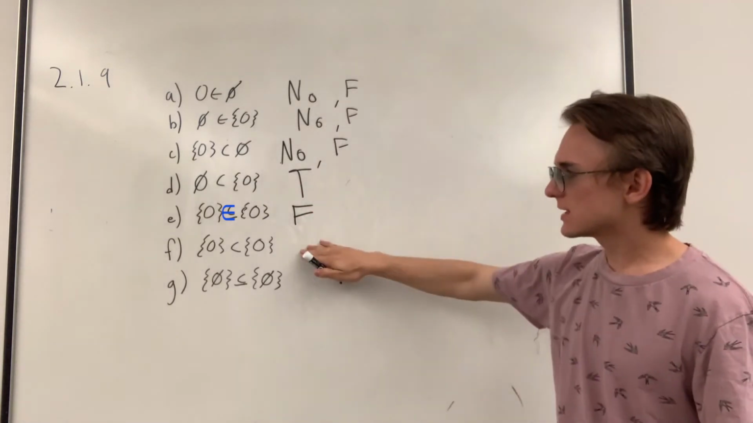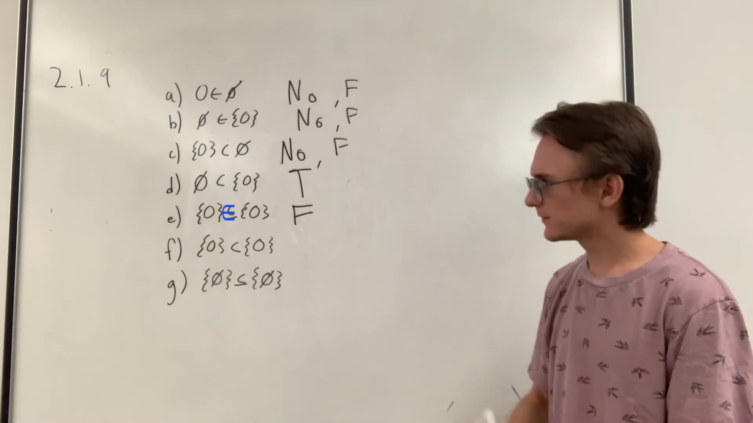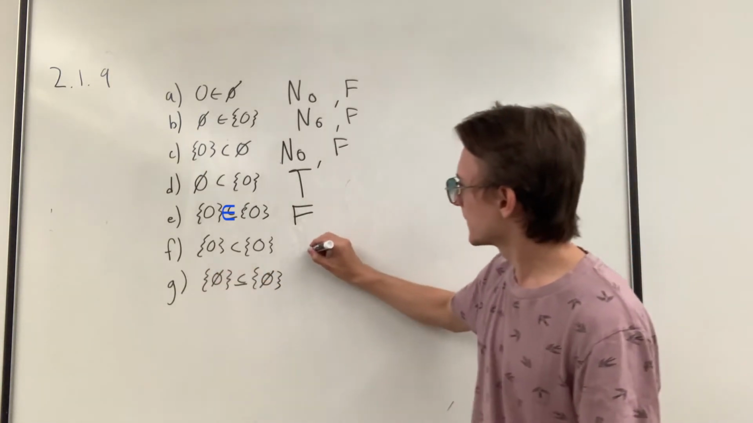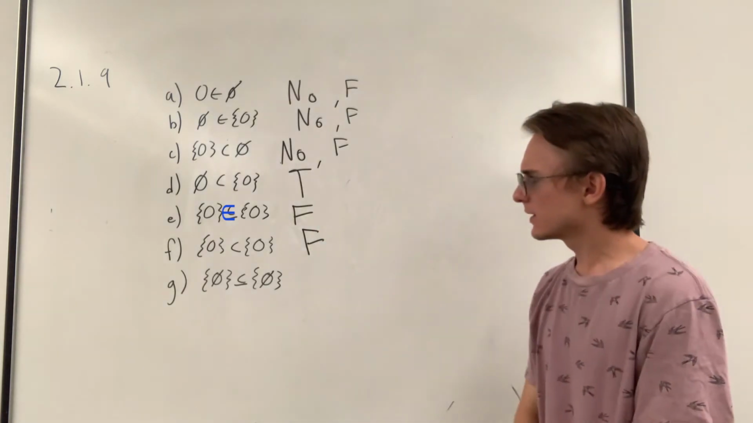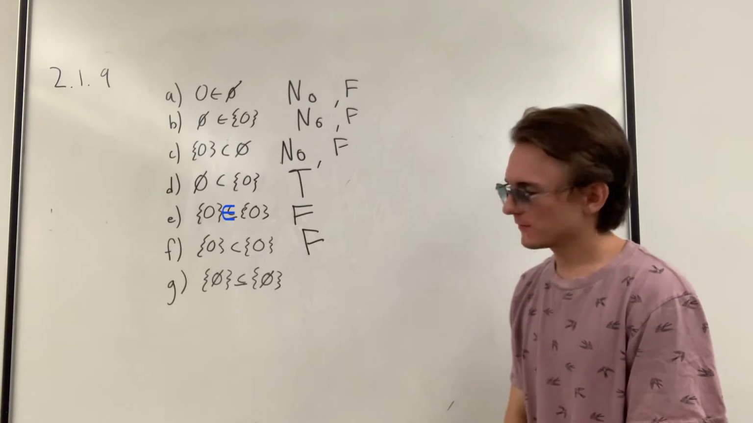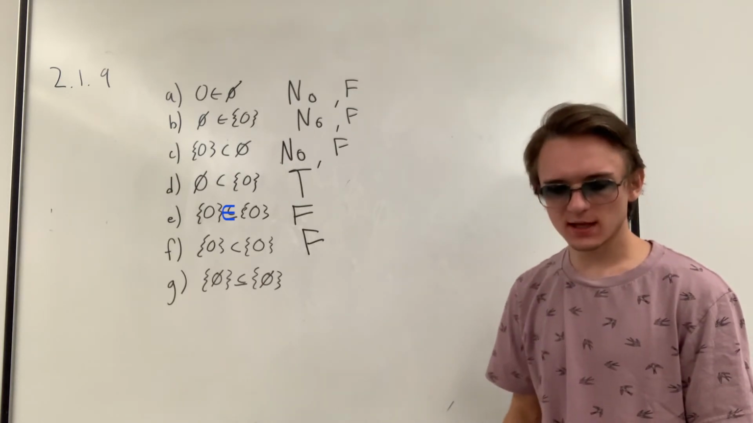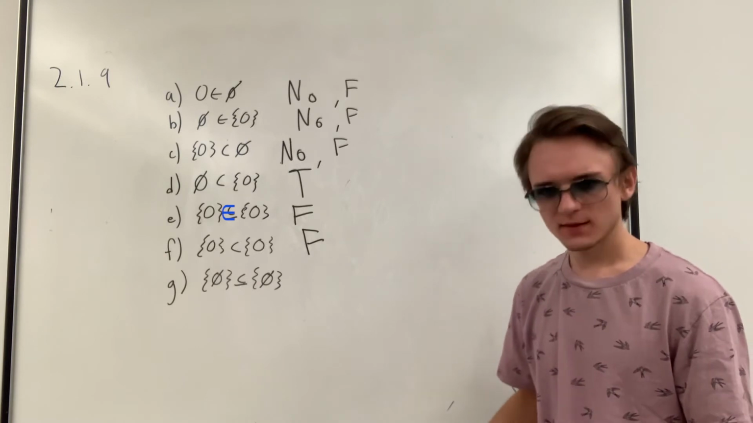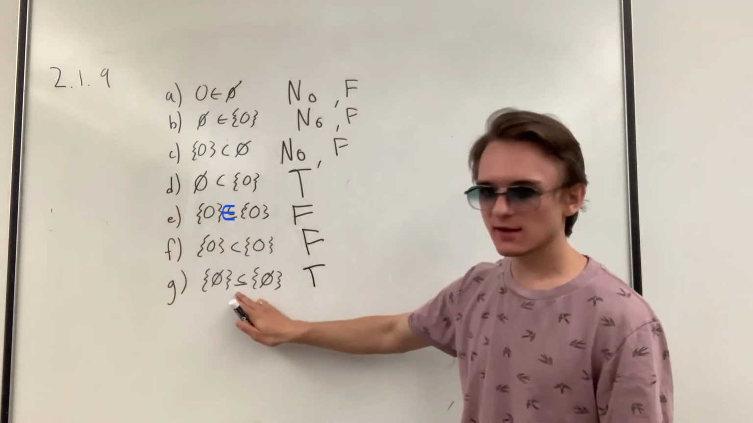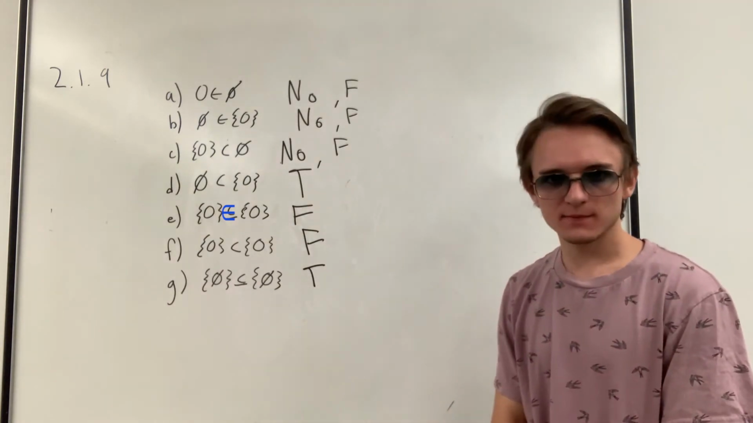F, is the set that contains 0 a proper subset of the set that contains 0? Now they are both equal, so no. It's false. G, is the set that contains the empty set a subset of the set that contains the empty set? This is true. They're equal, and remember, with a subset that has a line underneath, there's that added possibility that they could be the same.